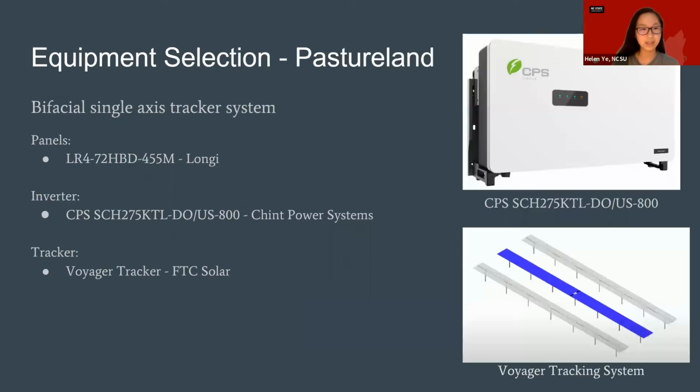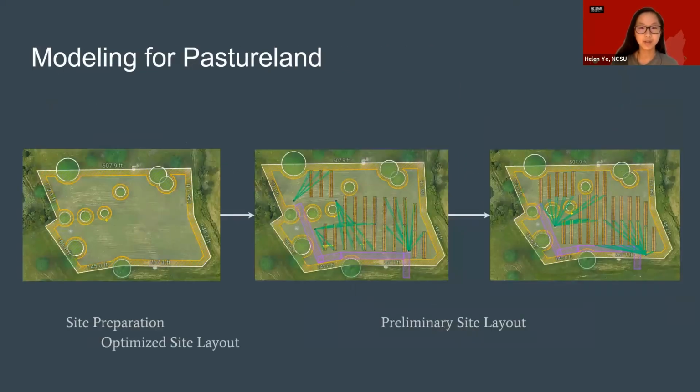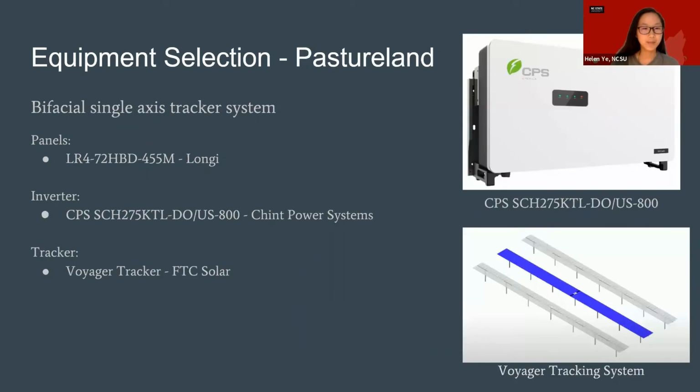For our ground mount system, based on prior experience and speaking with industry professionals, we decided to go with a 2-up portrait single axis tracker with bifacial panels. After extensive research, we believe bifacial panels were the best choice for our agrivoltaic system.